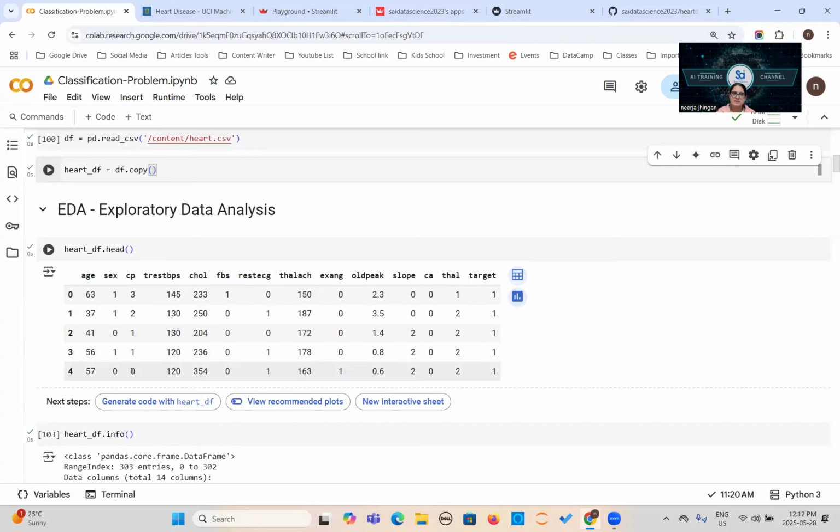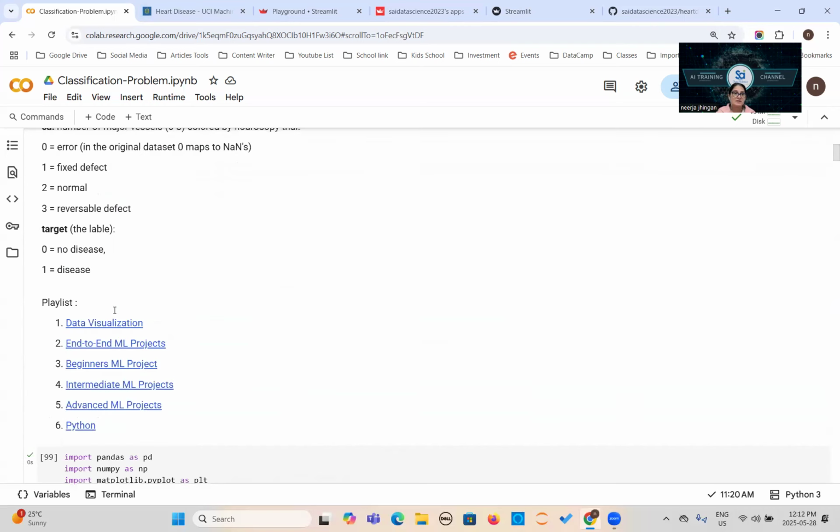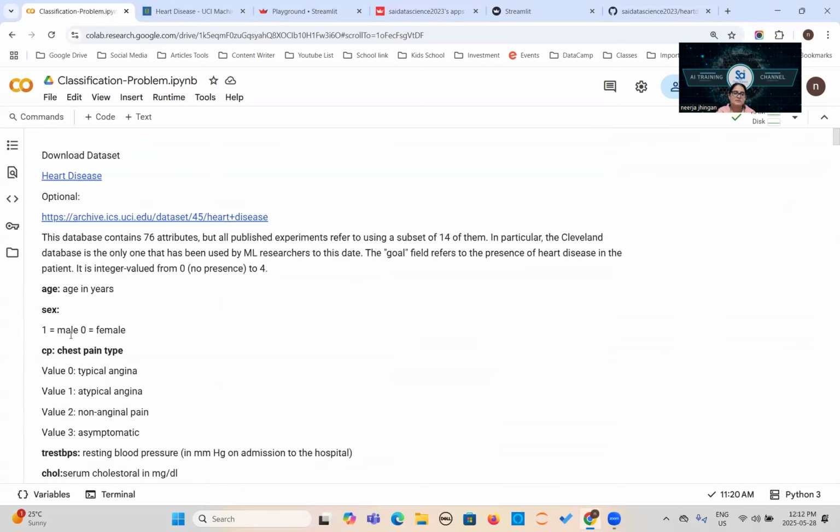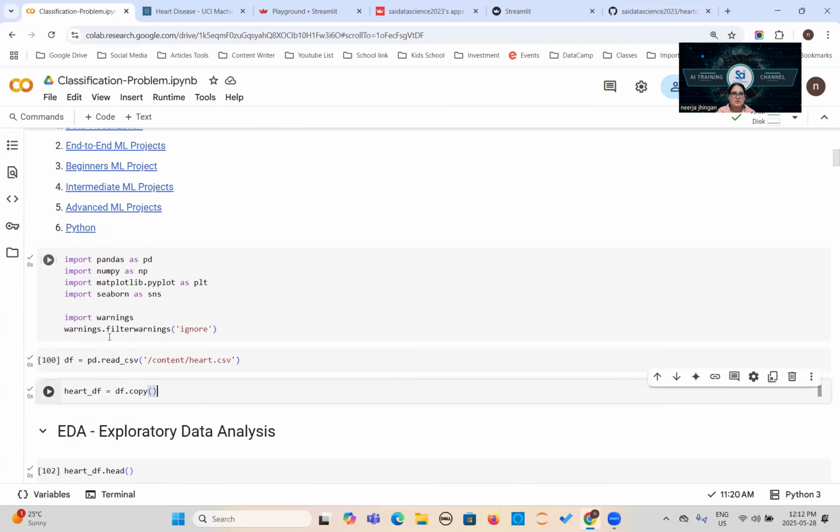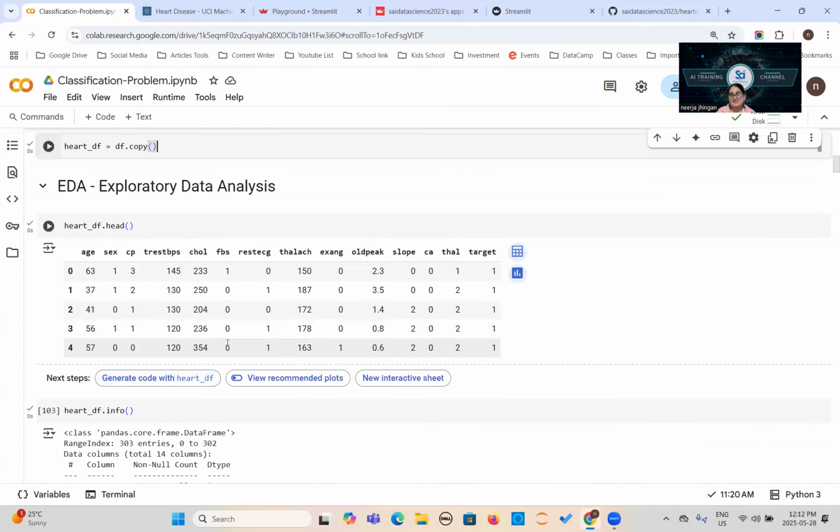You can see CP. This is not numerical. Okay, they have already converted it using the label encoder. These all are categorical actually. This is gender, male, female, right? If we go back here, 1 means male, 0 means female. So try to understand this data set.